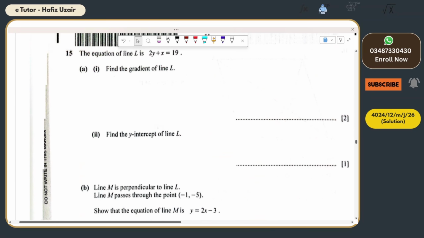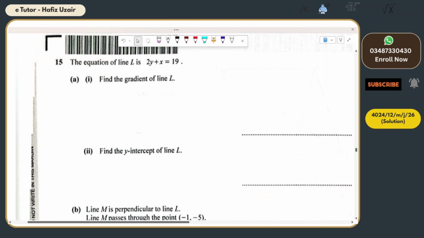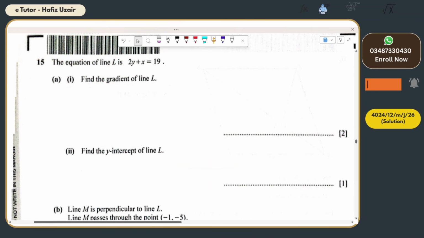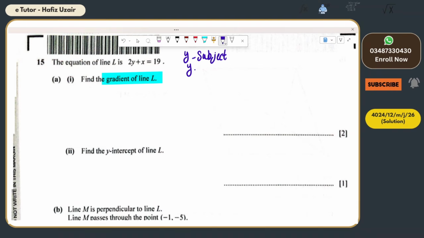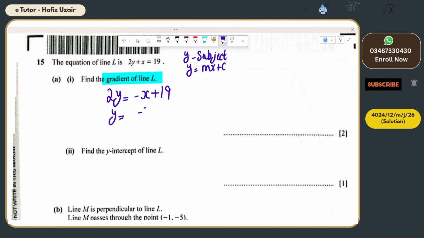Let's move to question number 15. This is related to coordinate geometry. The equation of line L is 2y plus x is equal to 19. So you need to find out the gradient of this line. So how do you do that? You need to make y the subject, and then you will compare with y equals mx plus c. So you will have 2y is equal to minus x plus 19. I will write the x term first, so the comparison will be easy. So that will be minus x plus 19 over 2. Now just separate these terms. So you can write y equals minus 1 by 2 x plus 19 over 2.